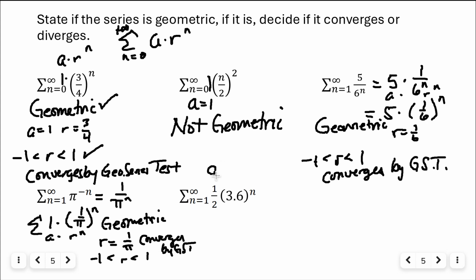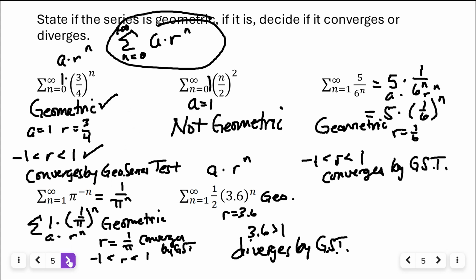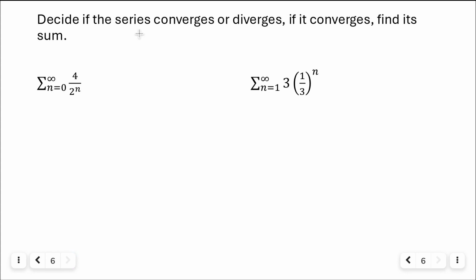And finally, we have one. This one's actually in the right form, a times r to the n. A is 1/2. R is 3.6. This is geometric, but 3.6 is greater than 1, so this series diverges by the geometric series test. Okay? So that's how we try to recognize this form in a series. All right? Okay, so finally, let's decide if these series converge or diverge.